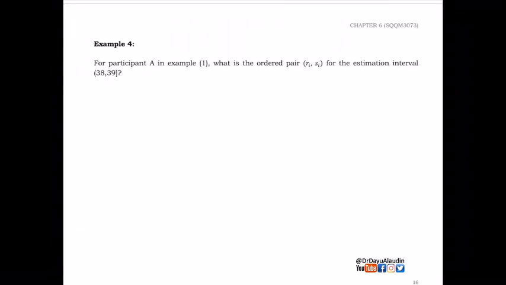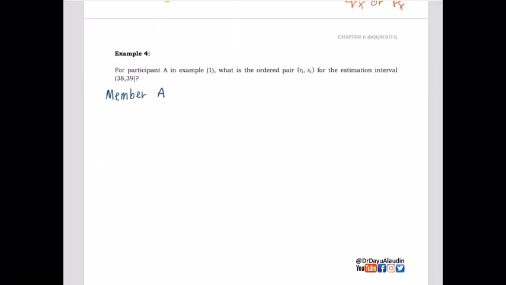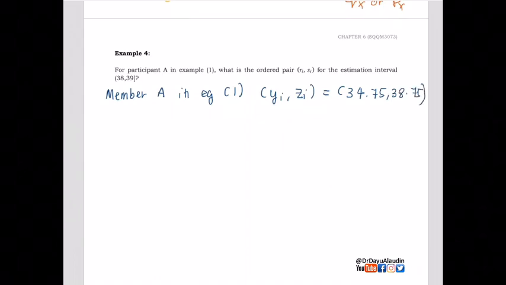So example 4: for participant A in example 1, what is the ordered pair RI, SI for the estimation interval 38-39? Remember in example 1, member A, the YI and the ZI are 34.75 and 38.75.